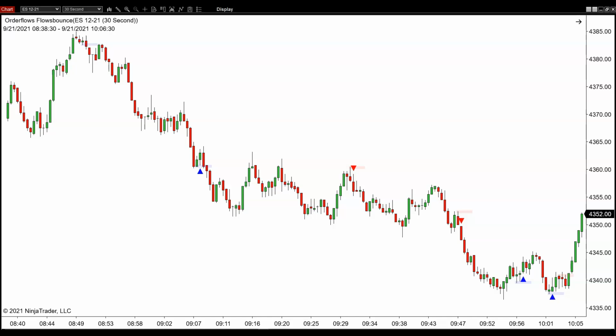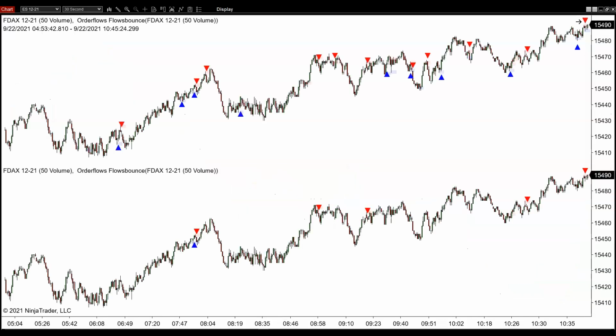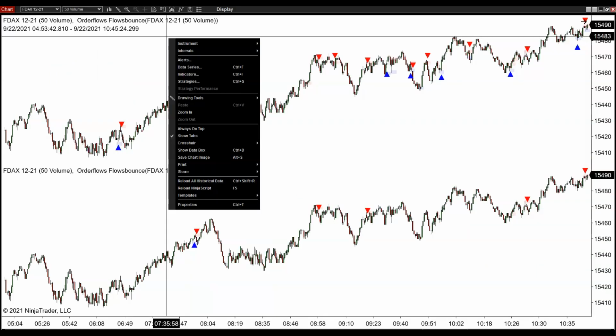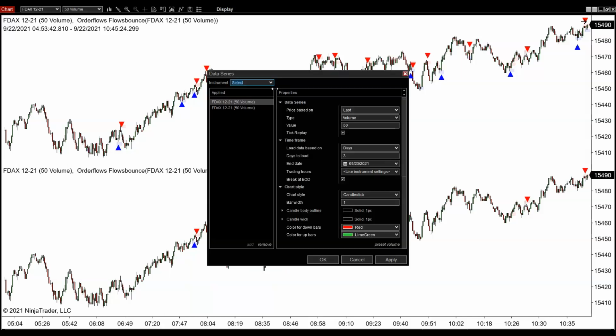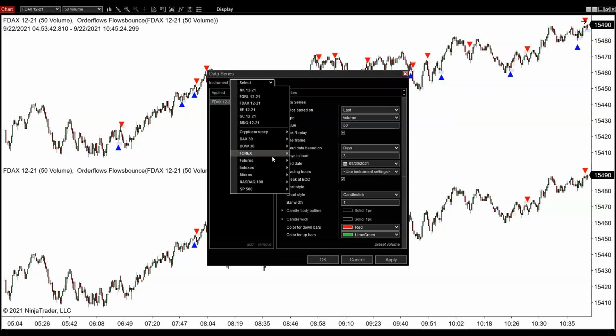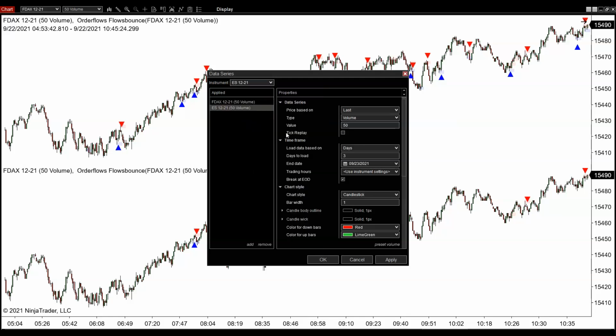Control ES with the strongest filters compared to medium strength. Yeah, sure. Let's see if I can change this chart here to E-minis. Remove these two. I'll change this to ES, and add another. Come on. There we go. ES, but I don't want 50 volume. I'll just keep it simple. 30 seconds for both of these.